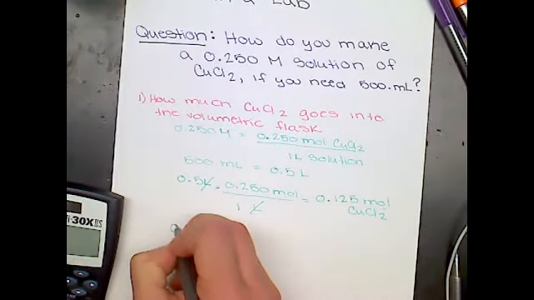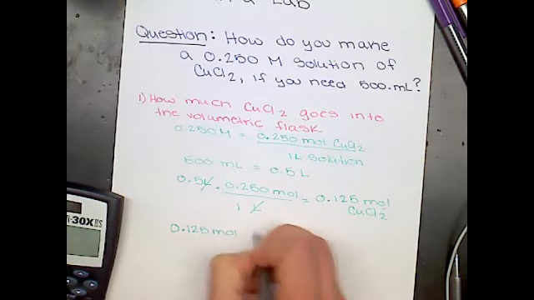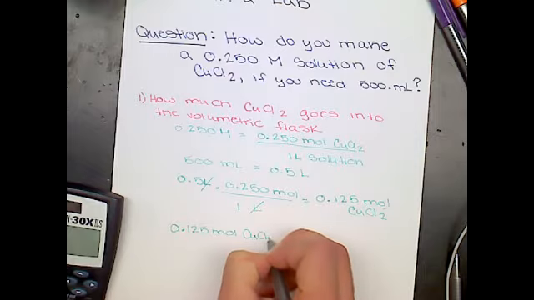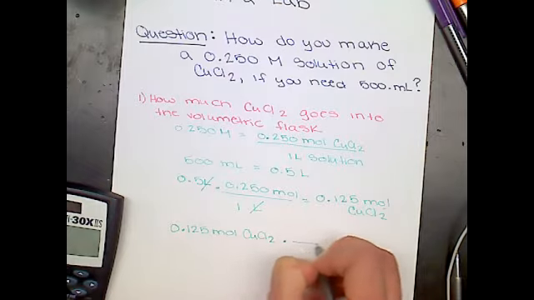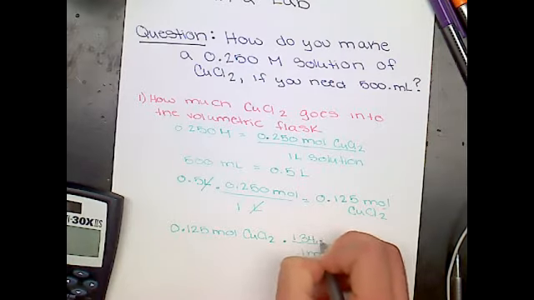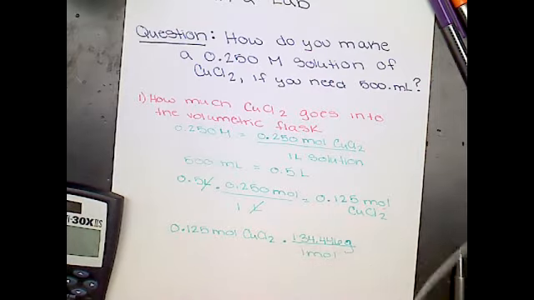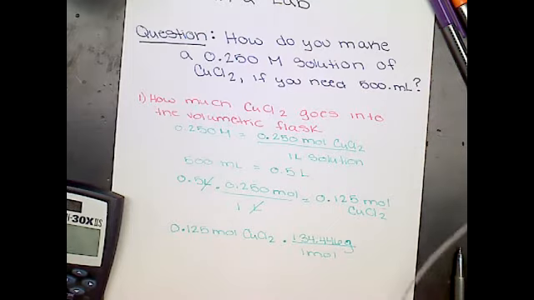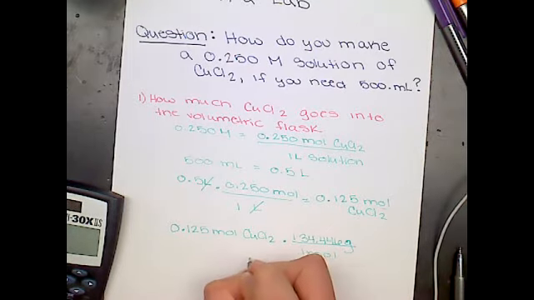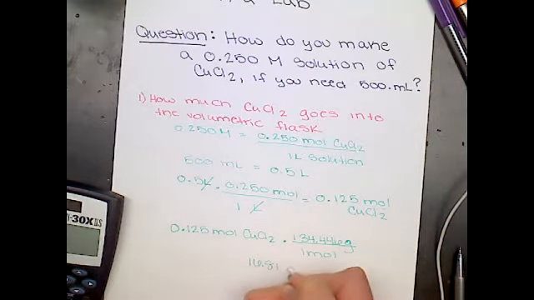So now what I'm going to do is convert my moles into grams using the molar mass. So 0.125 moles of CuCl2 times, now I want moles on the bottom, so it's 1 mole. It's going to be 134.446 grams. Now I'm going to multiply that by 0.125. And so what this tells me is I need to weigh out 16.8, we'll say 1 grams of copper chloride.